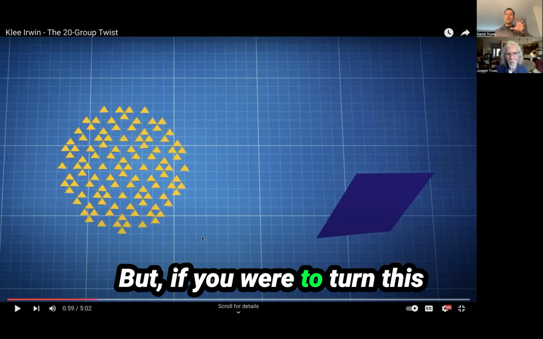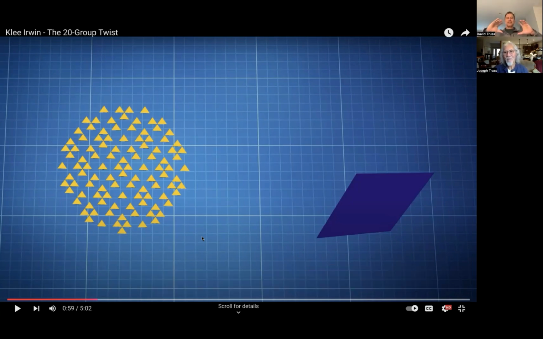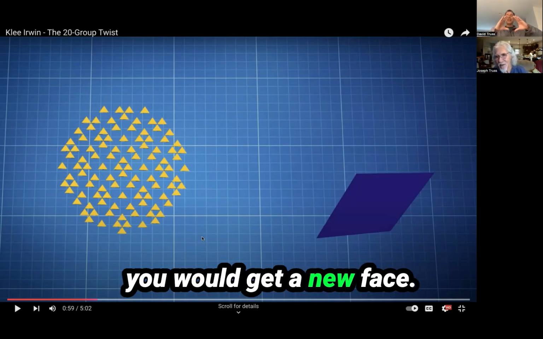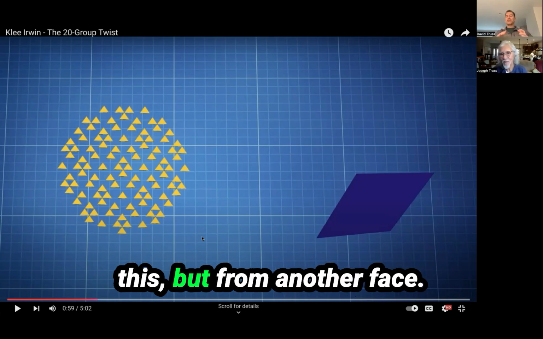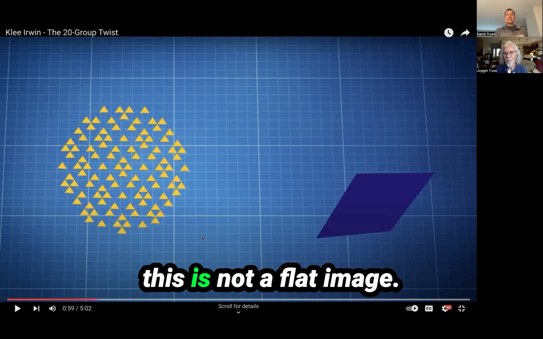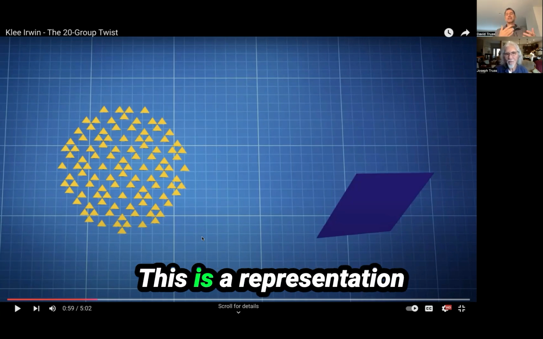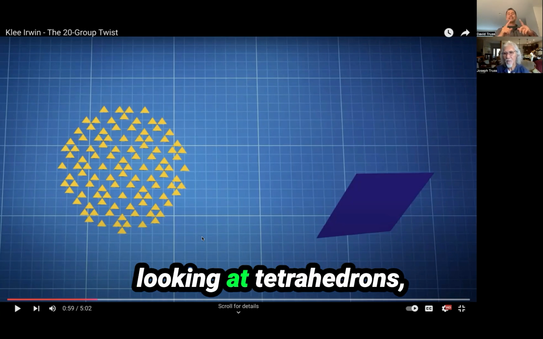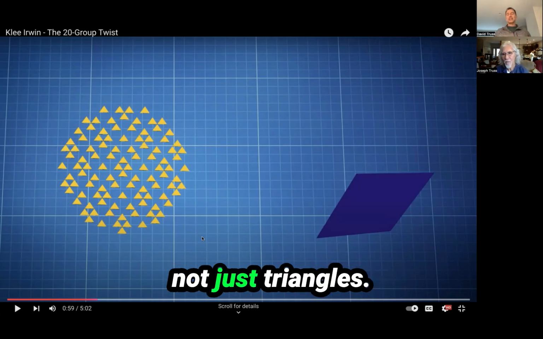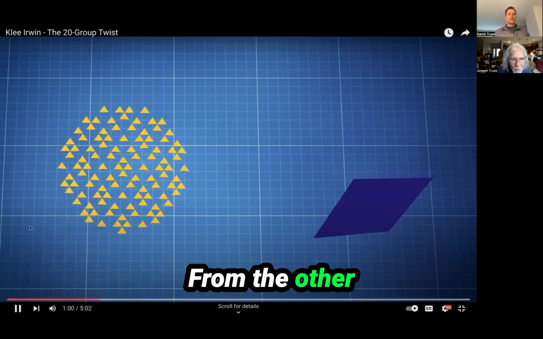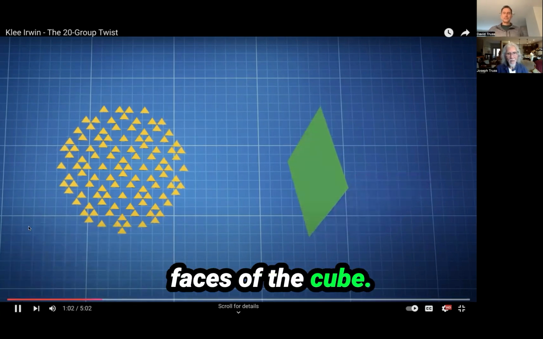But if you were to turn this one way, you would get by different plane of faces. You would get a new face. It would look exactly like this, but from another face. And you can do that in 4 different directions, because this is not a flat image. This is a representation from one perspective, looking at tetrahedrons, not just triangles. From the other faces of the cube.